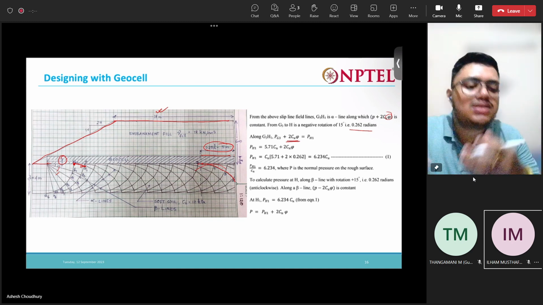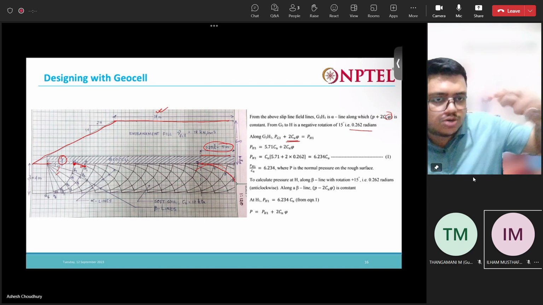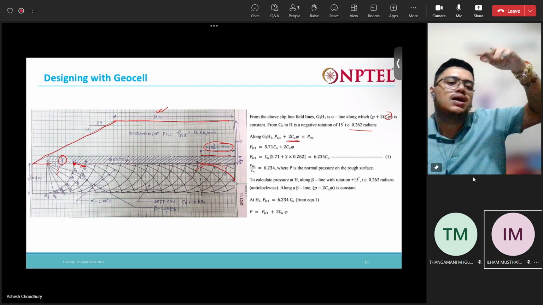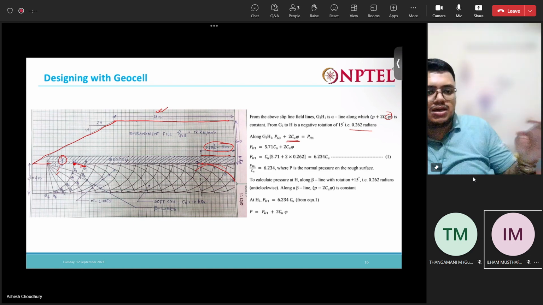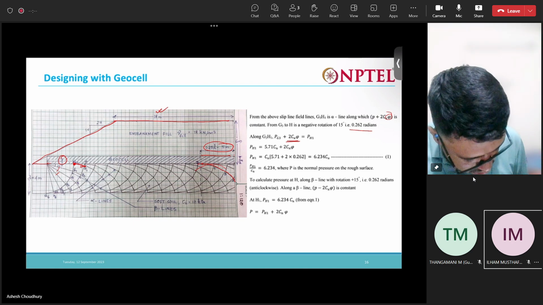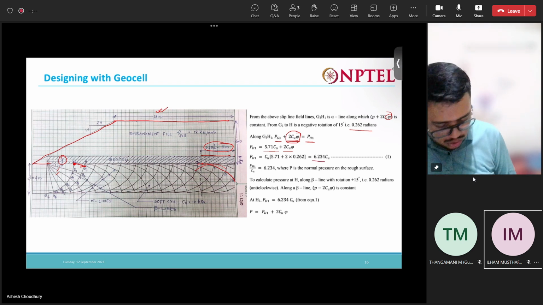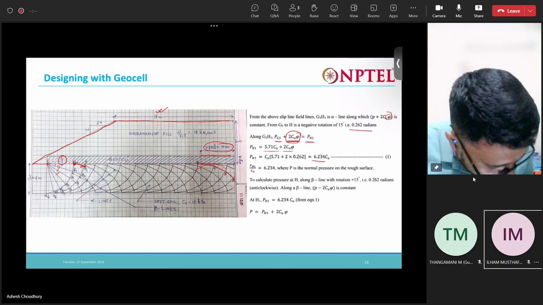This is how the slip line method works. At one point we know the stress or the pressure. Using the slip line you can calculate from one point to another, and like that we can calculate the pressure at all points, like a network. So to the G3 value you add this term, and that gives us the pressure at H1. So pressure at H1 is 5.71 cu plus 2 cu theta. So we get 6.234 cu. So at H1 point we have 6.234 cu.